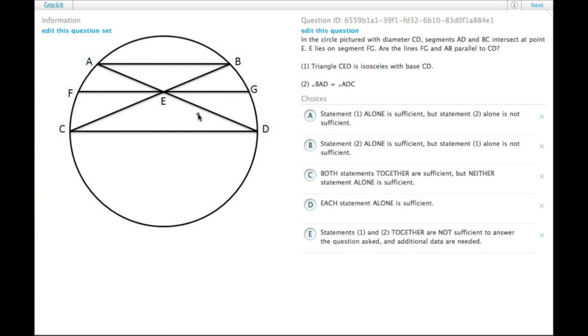So in the picture here, diameter CD, AD and BC intersect at point E, which we have, and E is also on FG. We have to lay all these things out, otherwise the question won't make sense. Are the two lines parallel?